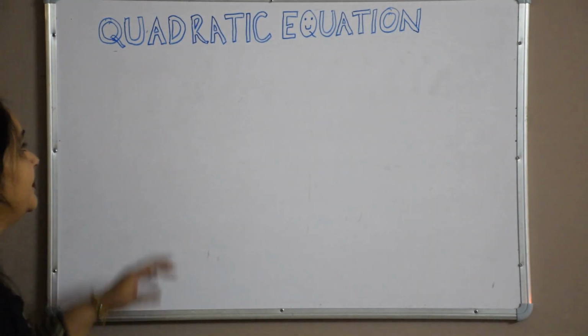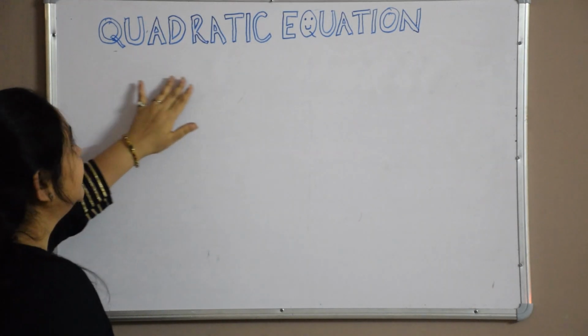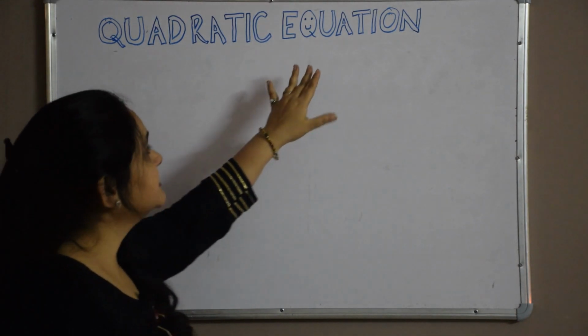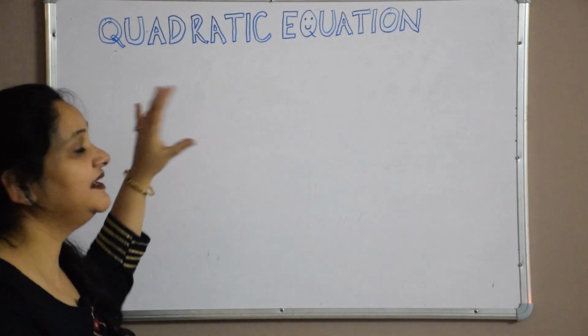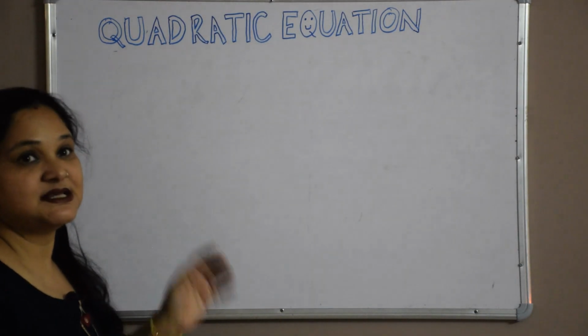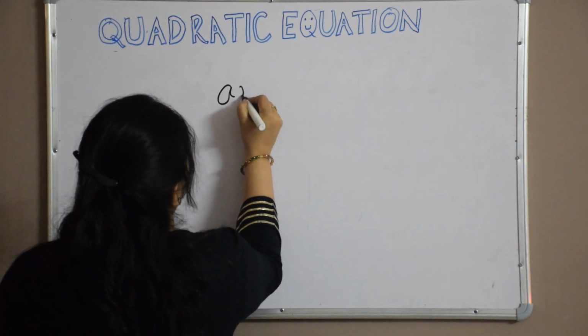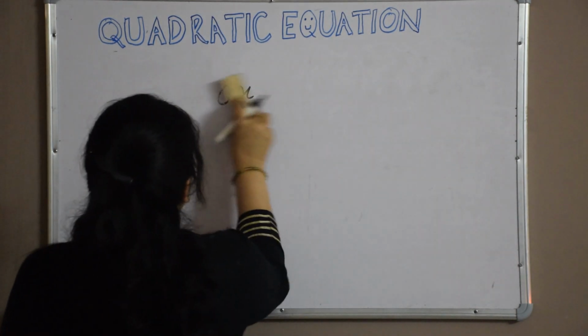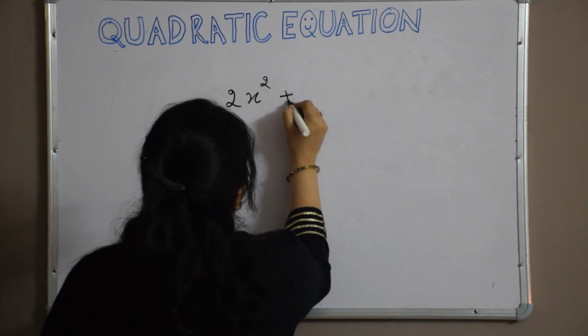So today our topic is quadratic equations, and we all know that quadratic means 2. Our focus is to know what an equation is, and I will explain it by connecting it to polynomials. First of all, the main thing we want to know is what a polynomial is. Suppose I have this.